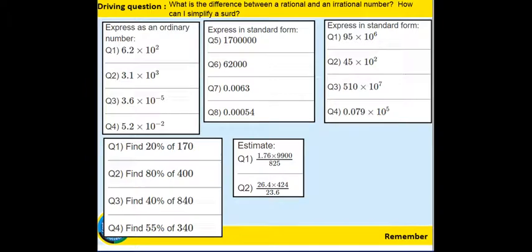We're going to be looking at what is the difference between a rational and an irrational number and how can I simplify a surd. As usual, I'd like you to start with some recap questions. So first of all, recapping our last unit standard form, some simple percentages recap and looking back at unit 1.2 on estimating. Pause the video, have a go at those, and play when you're ready for the answers.